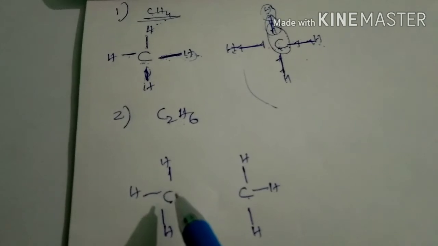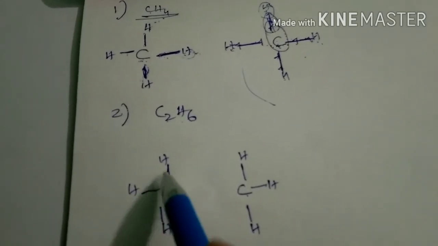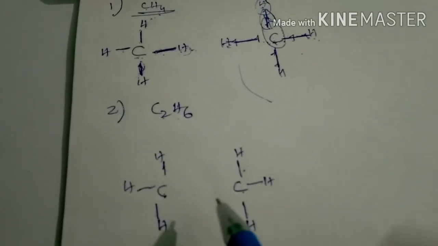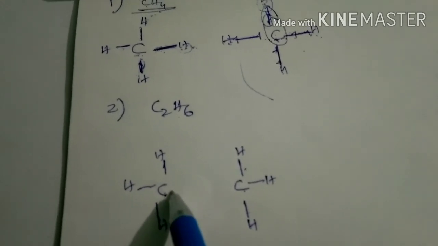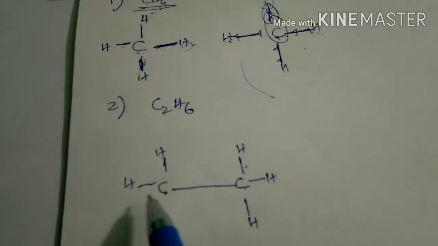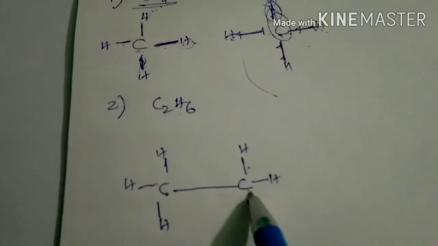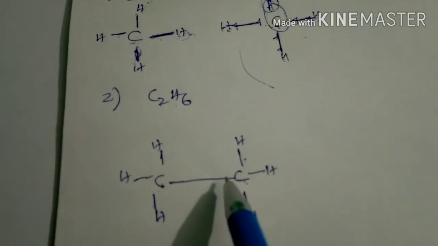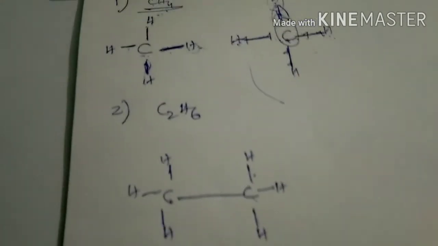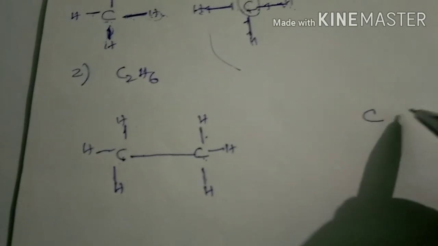Now each carbon forms how many bonds? 4 bonds. But here carbon forms 3 bonds. Here carbon forms 3 bonds. That means one more bond should be formed by carbon. If this bond is formed between these two carbon atoms, then this carbon forms 4 bonds. 1, 2, 3, 4. This carbon also forms 4 bonds. 1, 2, 3, 4. You can draw the structure like this.